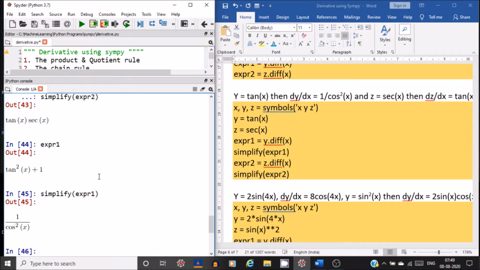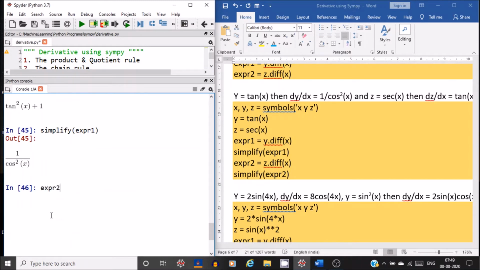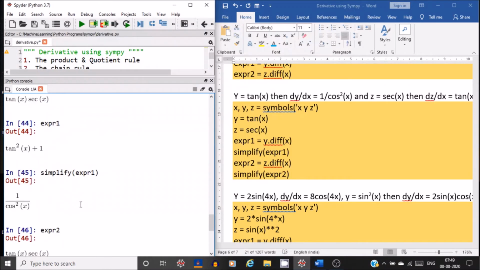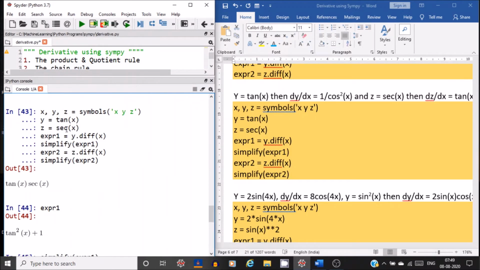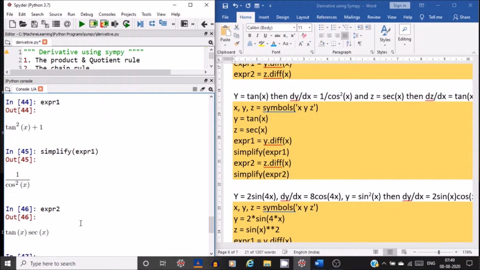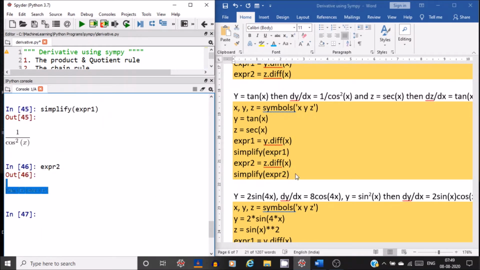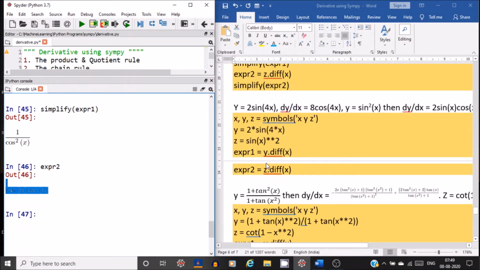Similarly, you can see expression 2. That means the differentiation of sec x. So differentiating z with respect to x means differentiating sec x, and the answer is tan x into sec x. You can get it. Now we can see one more example.